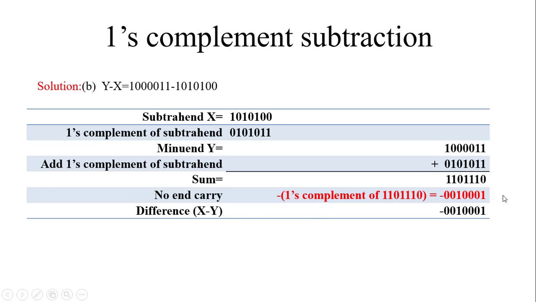Difference x minus y is equal to minus 0 0 1 0 0 1. So this situation occurs when the minuend is less than the subtrahend.